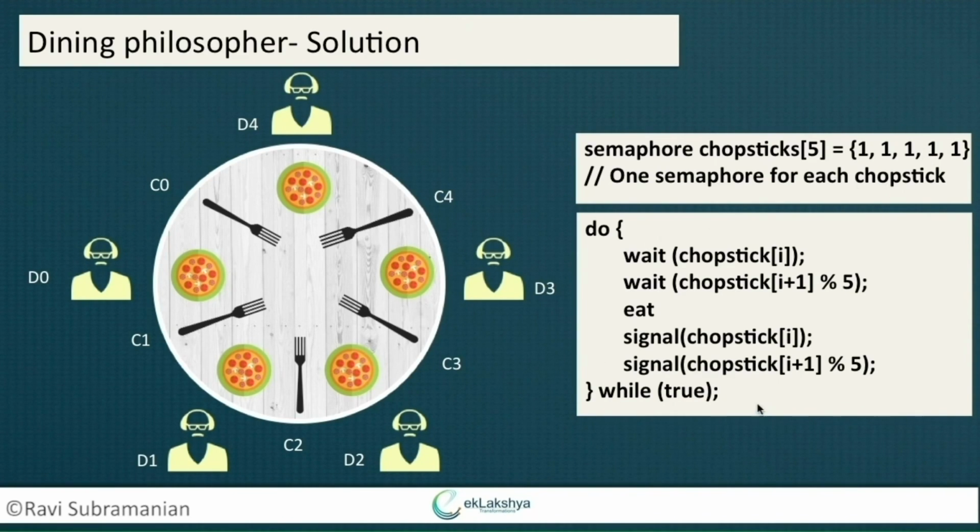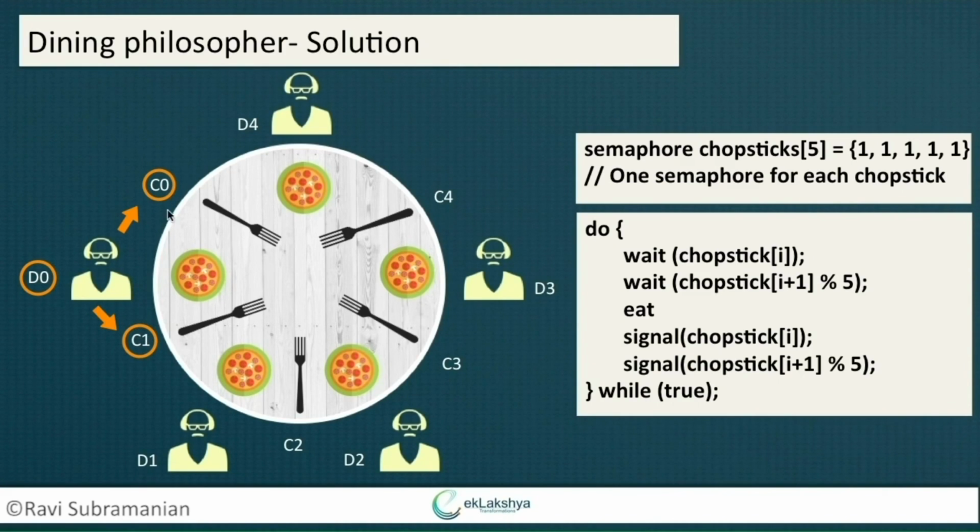The algorithm to be followed by the philosopher is fairly simple. Each philosopher will look at the chopstick that is to his left, which is indicated by I, and the chopstick to his right, which is indicated by chopstick (I plus 1) mod 5. For example, philosopher DI will look at CI and CI plus 1.